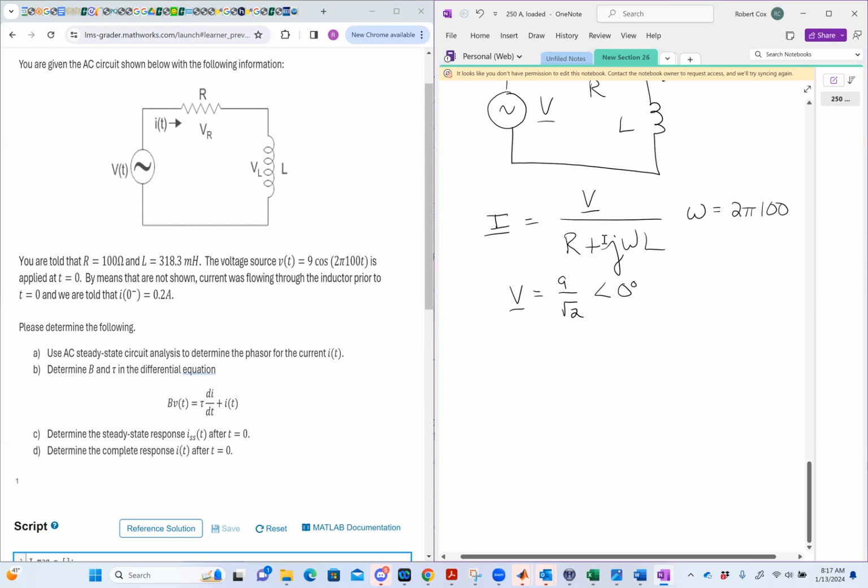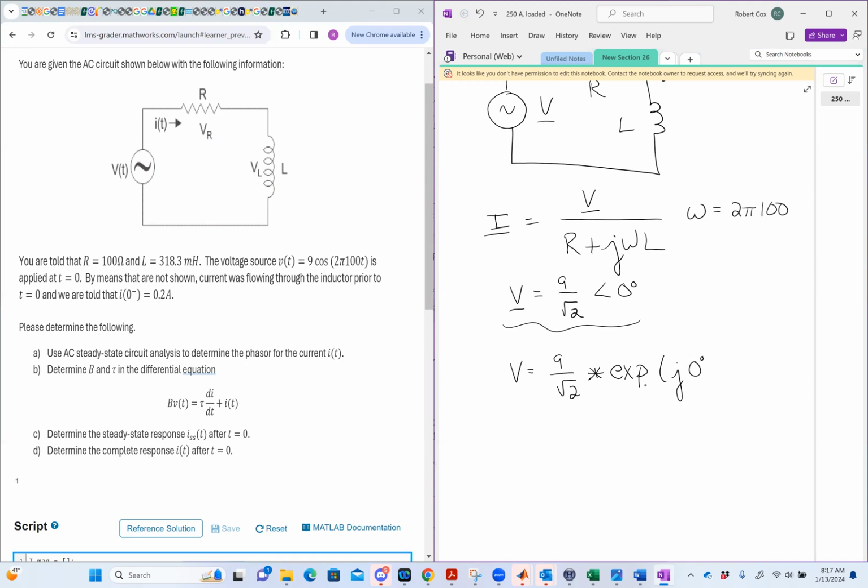I can put this straight into MATLAB. To do that, I need to remember how to enter this. To enter that phasor V, the way I typically would do it is something like this: V equals 9 divided by square root of 2 times exponential j 0. And I shouldn't say degrees, because exponential wants everything in radians. All the core MATLAB functions always expect angles in radians.